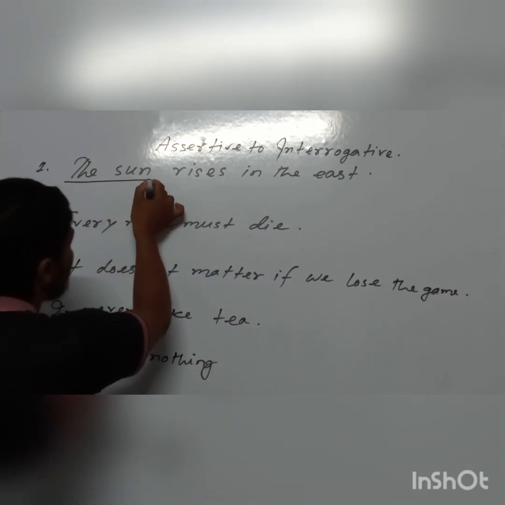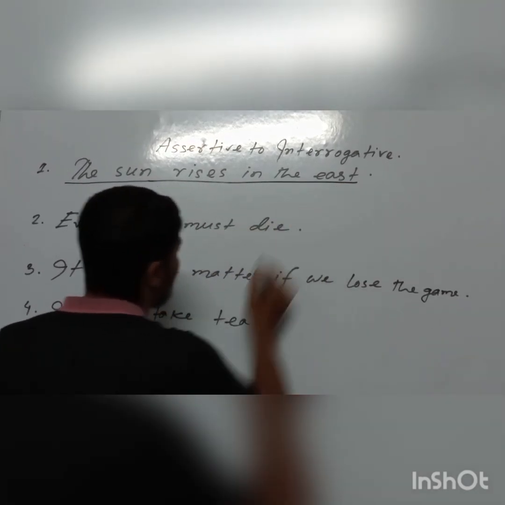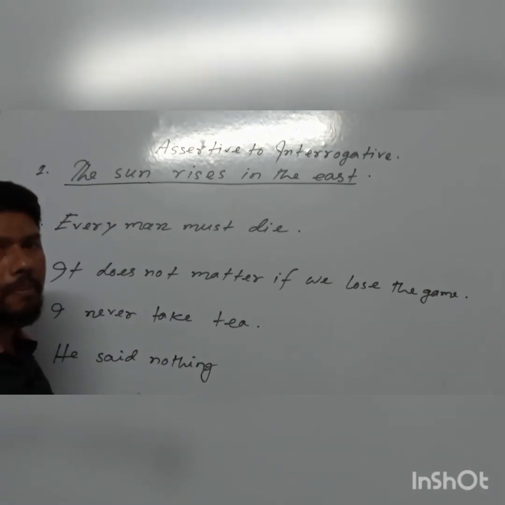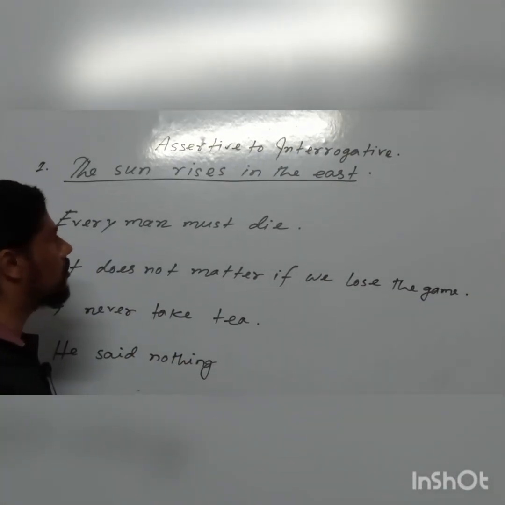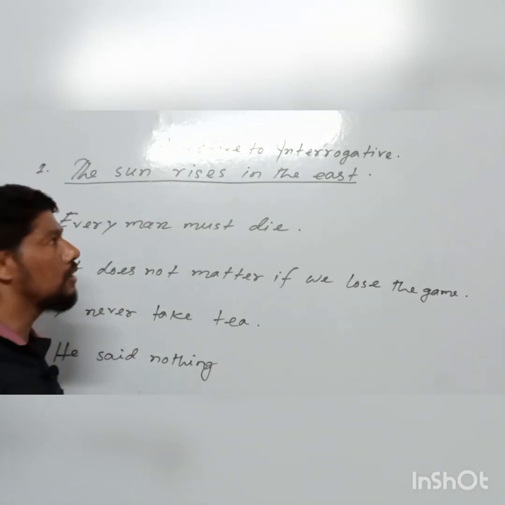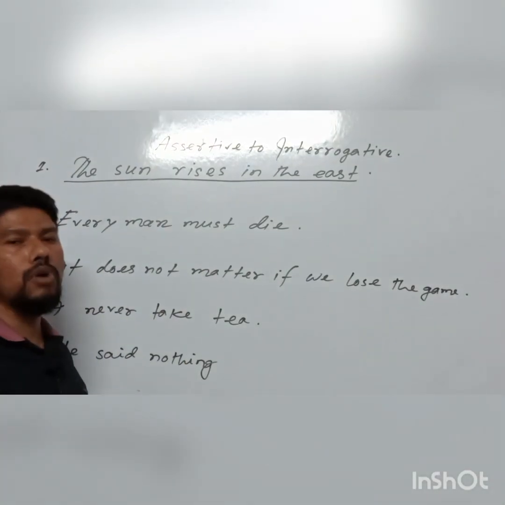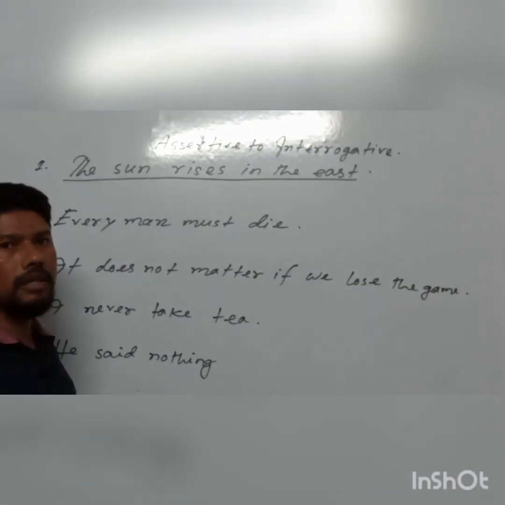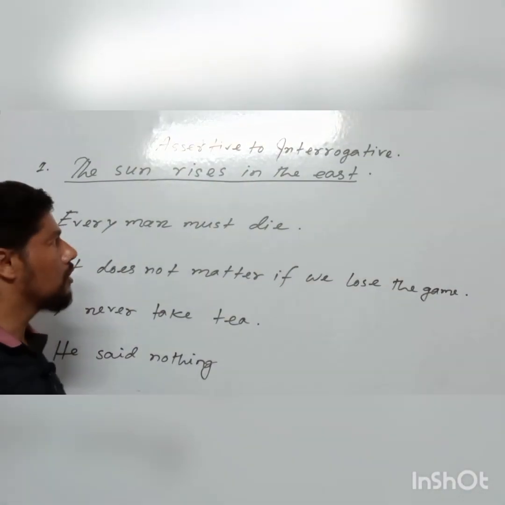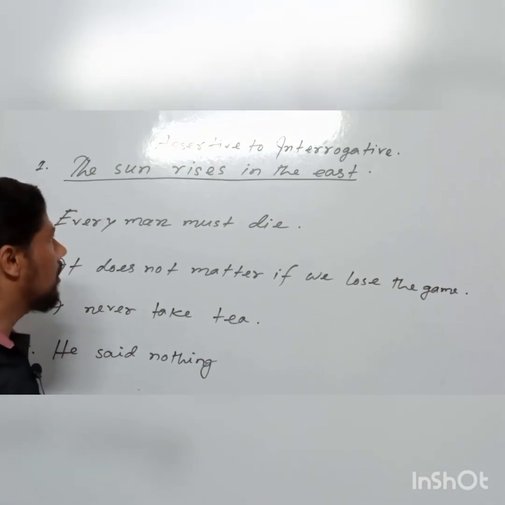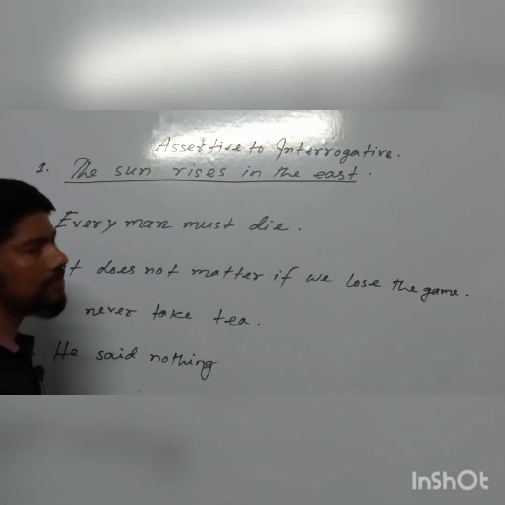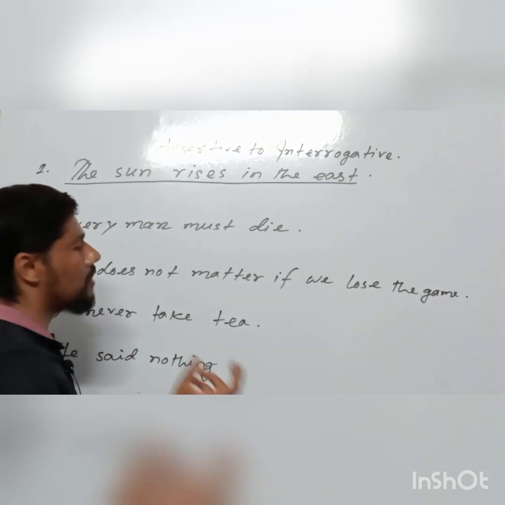Look at the first sentence: The sun rises in the east. This is an instance of universal truth, and if you find universal truth in an assertive sentence, to make it interrogative you have to make it negative and interrogative. So how to do negative plus interrogative? At first you have to take an extra helping verb.